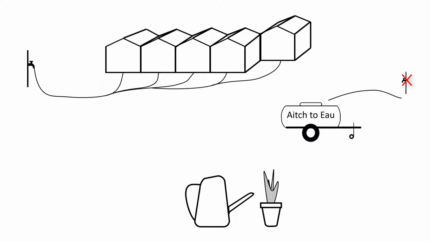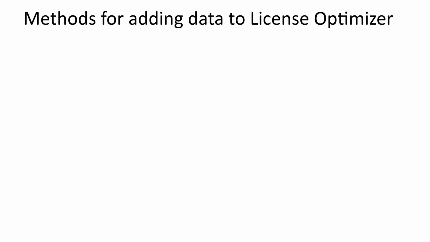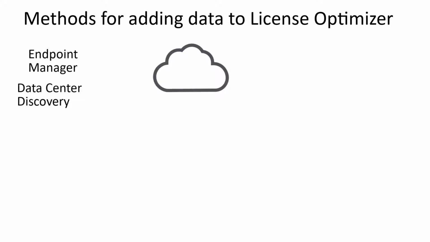Similarly, when it comes to getting your inventory data into License Optimizer, there are three main methods you can use. Ideally, you want to be getting the bulk of your inventory data into License Optimizer using the Ivanti Neurons platform. There is some initial setup effort, but then you can pretty much leave it alone. Endpoint Manager and Data Center Discovery will discover your devices and the software on them, including any updates, and push this data to the Ivanti Neurons platform, from where you can import it into License Optimizer.